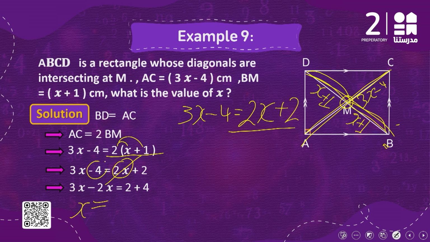Here you have minus 4 and 2. Cancel out minus 4 by adding 4, and here you have to add 4. That means 2 plus 4, which is 6. This is the value of x in this question now.